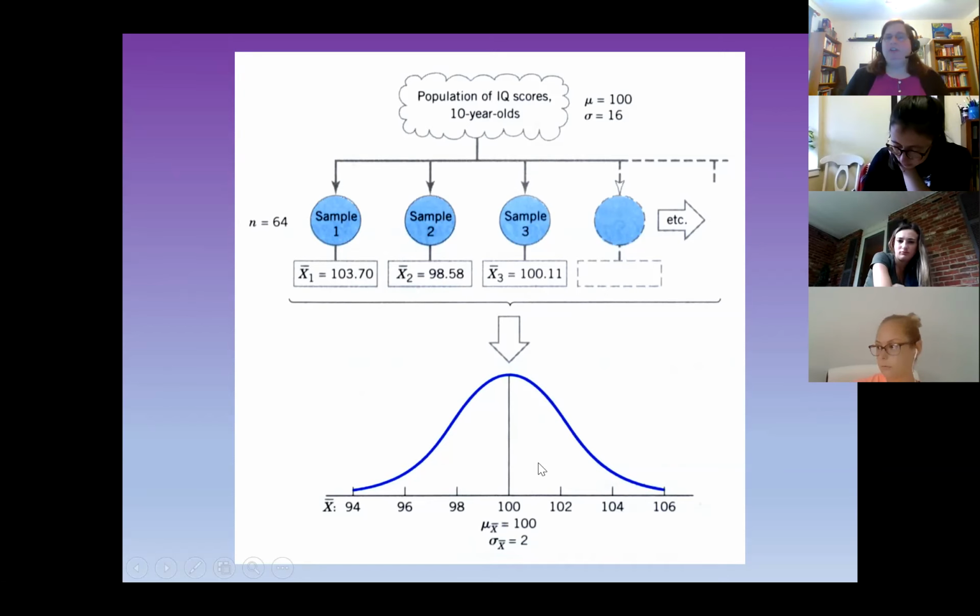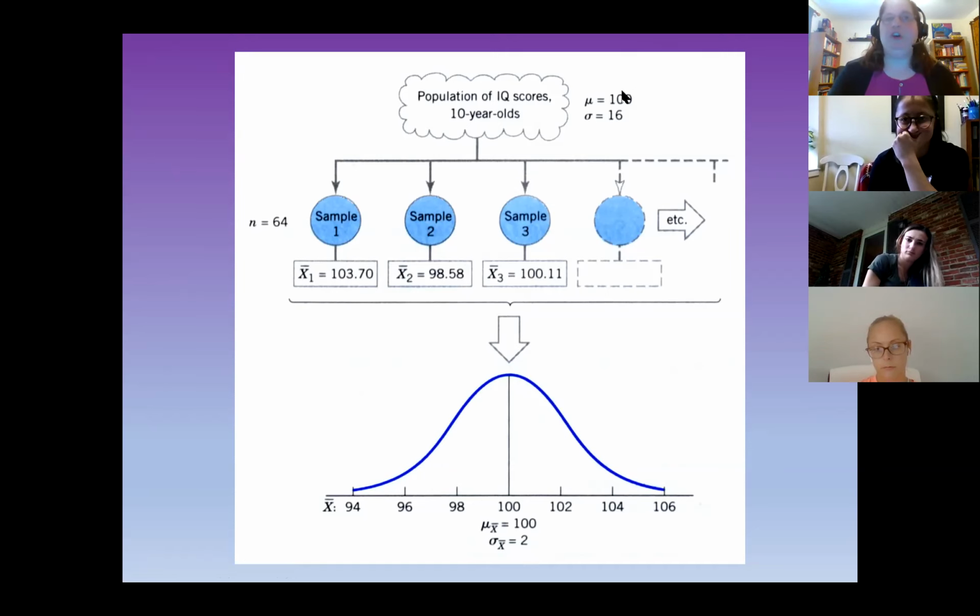If you keep doing this, let's say 1,000 times, this blue normal curve is what you'll get. You will notice that the mean for your new distribution is the same. It's 100, just like it was 100 up here. So this sampling distribution of means has the mean of 100.